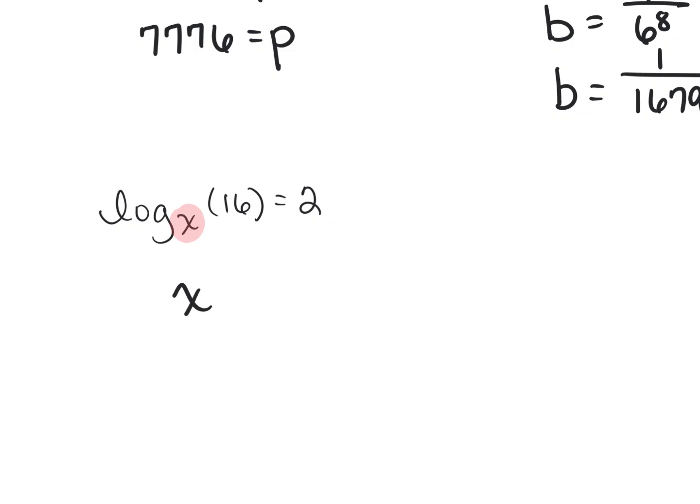So this will be x, and my exponent is 2, and then 16. So x is equal to 4. The square root of 16 is the number 4.